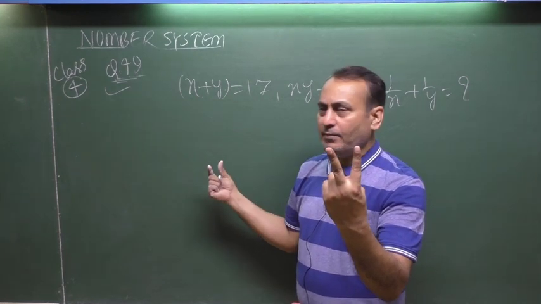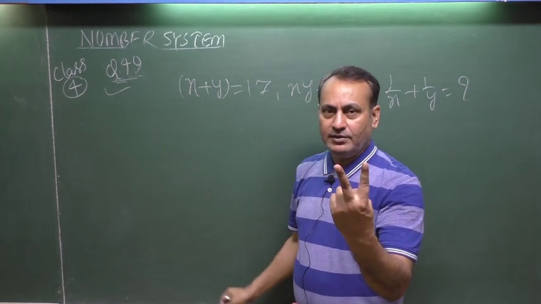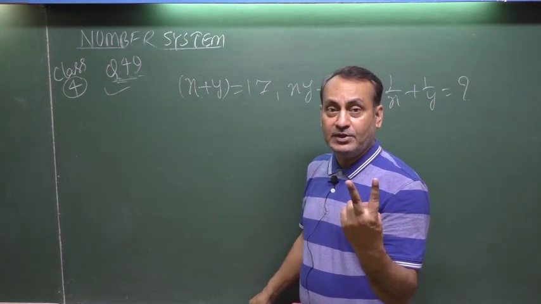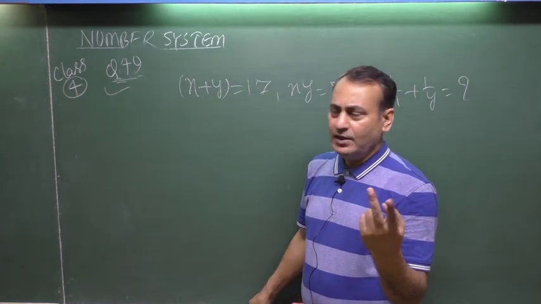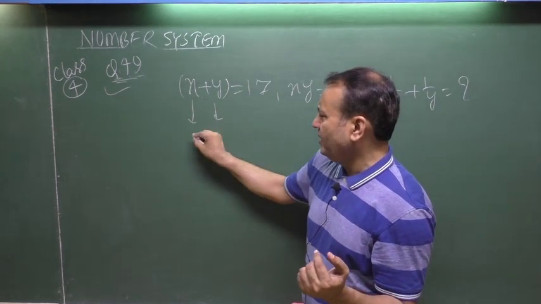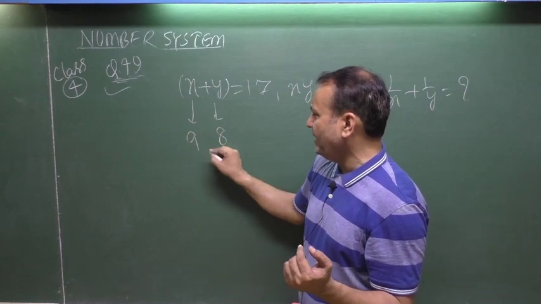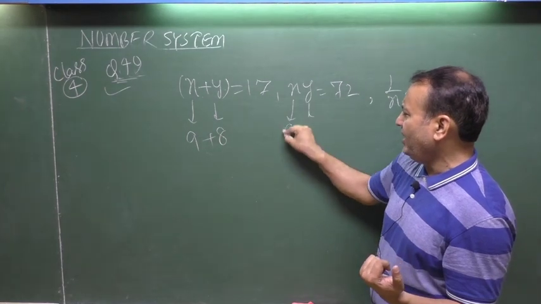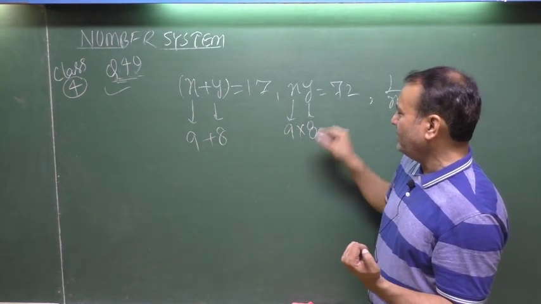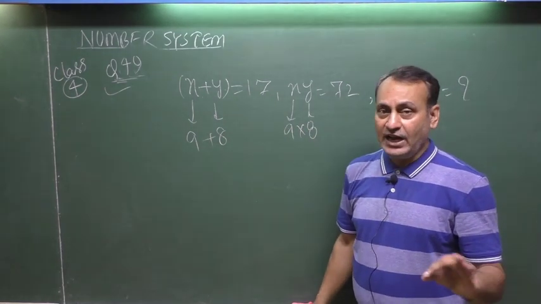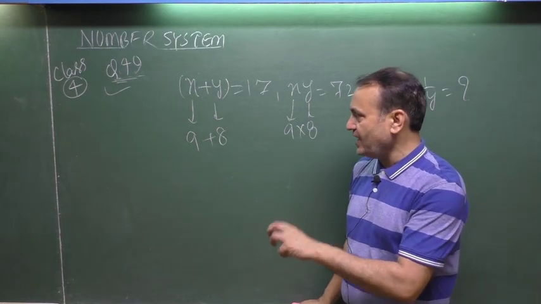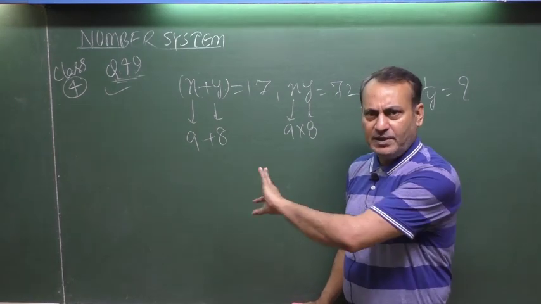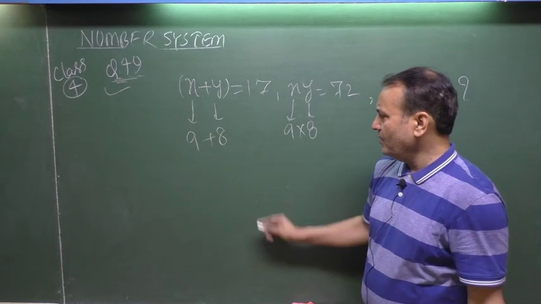After being added must be 17 and after being multiplied must be 72. That means you can see here, if you accept 9 and 8, 9 plus 8 equals 17 and 9 and 8 multiplied is 72. That means you got x as 9, y as 8. This may be interchanged, okay?